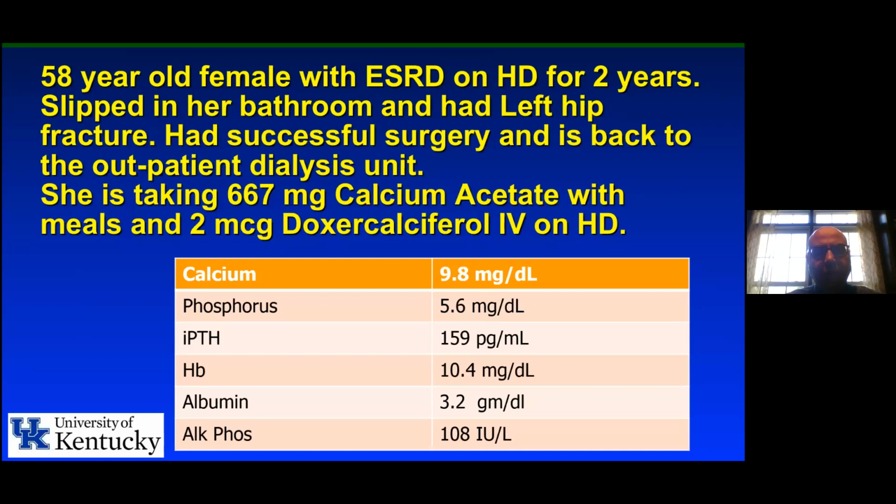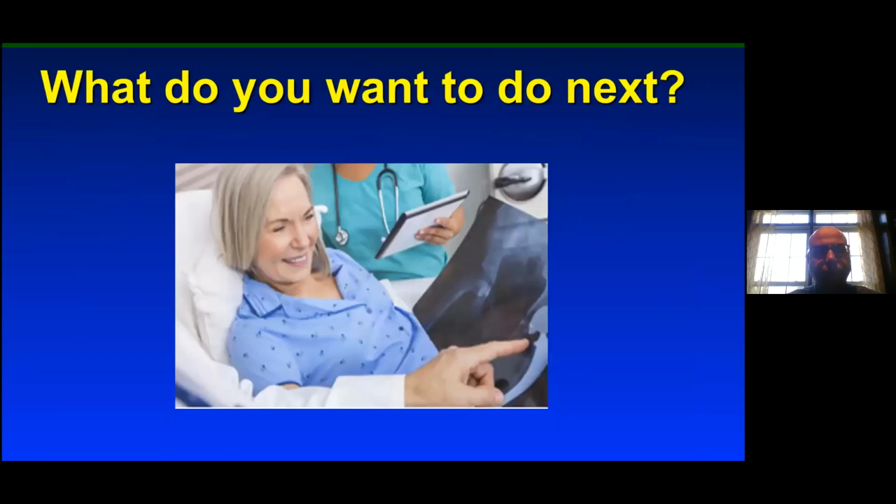And this is her most recent updated lab. Her calcium is 9.8, phosphorus 5.6, her intact PTH level is 159, hemoglobin 10.4, albumin 3.2, alk-phos is 108. So what do you want to do next for this? I can say it's a daily problem that we are facing in our dialysis clinic and for our CKD patients who had a history of fractures after minor trauma.